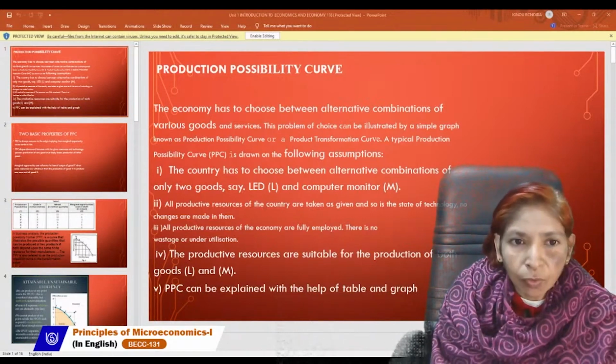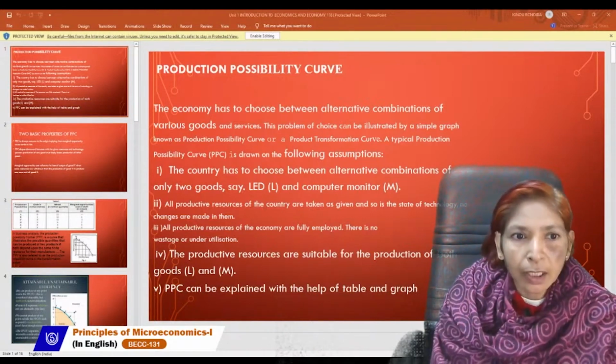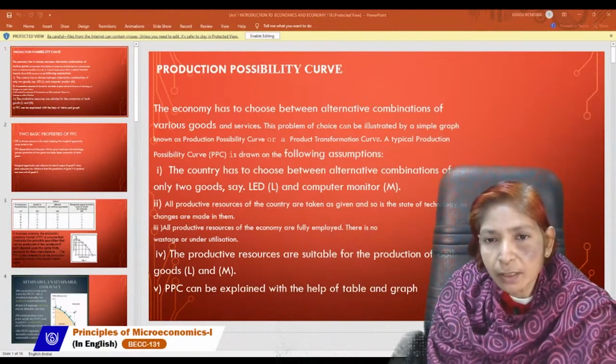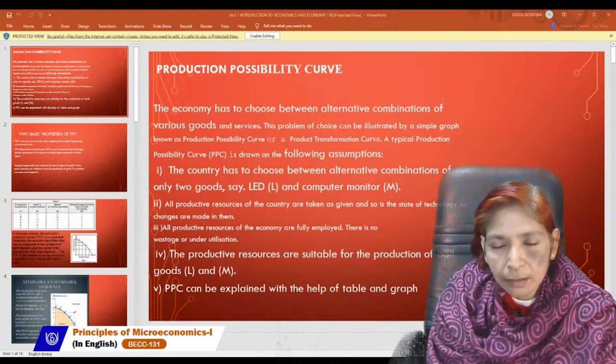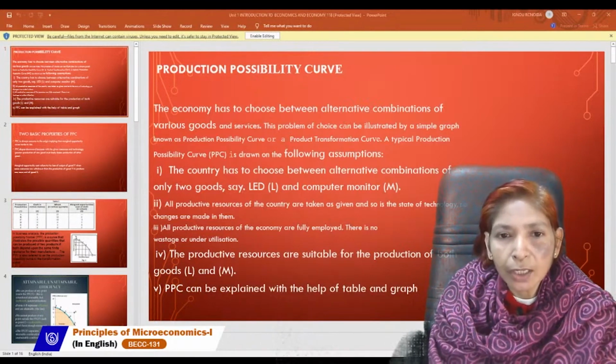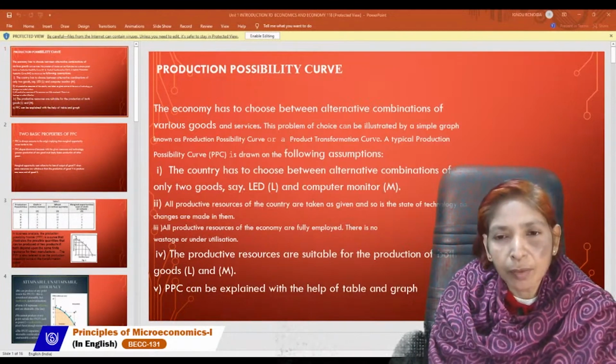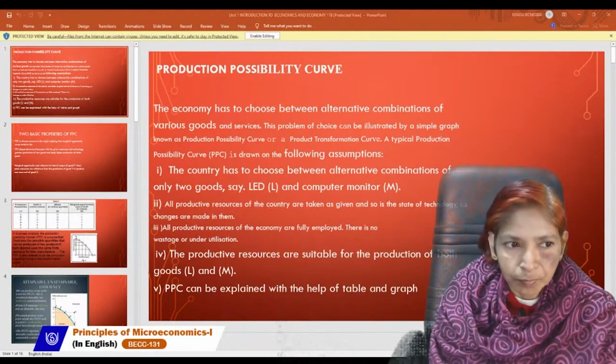It deals with only what and how economic problems are originally solved. And normative economics studies what ought to be. What ought to be means what should be, or how problems or economic problems should be solved.